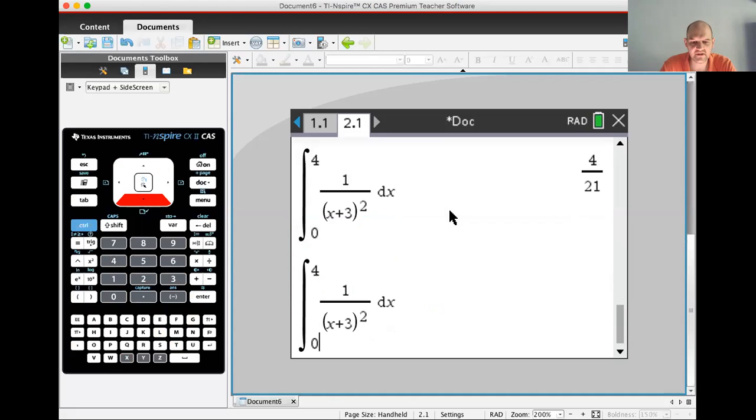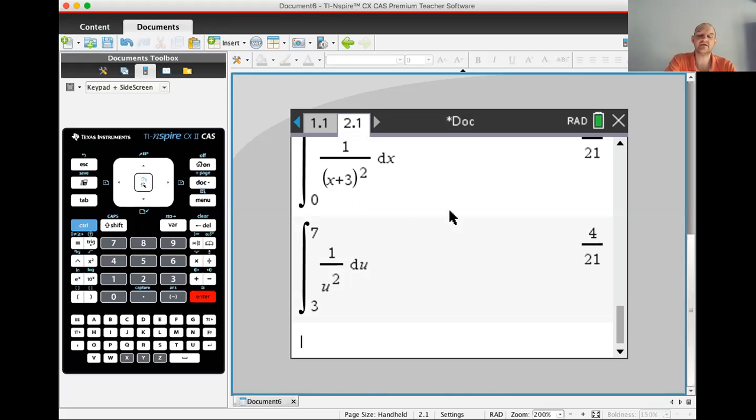I think I'm going to let u equal x plus 3, right? So if u is x plus 3, then when x is 0, u is 3, and then 7. And then this I changed into u and then du. So this should also give me 4 over 21. And it does. So that is another thing.